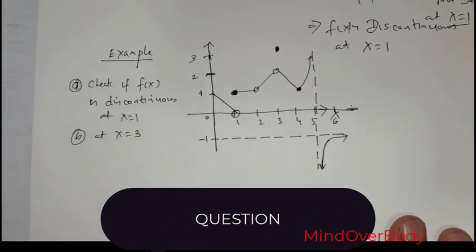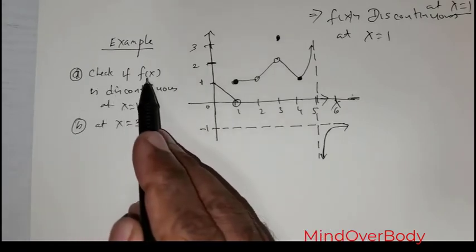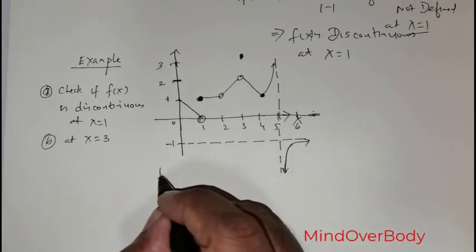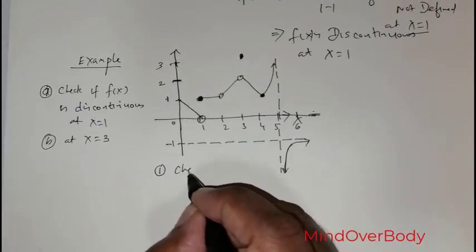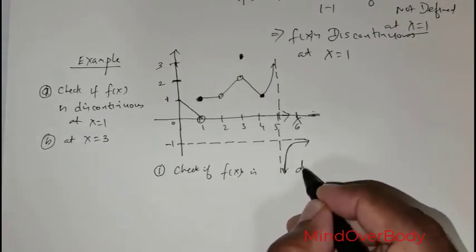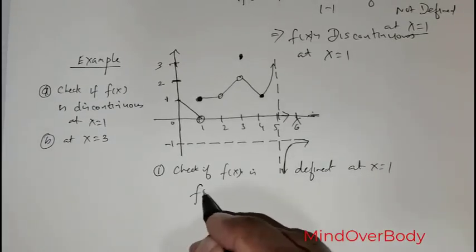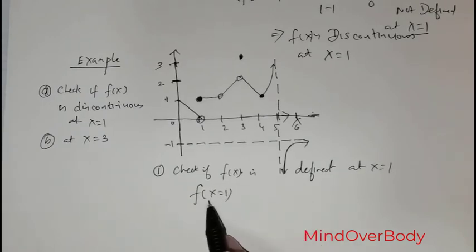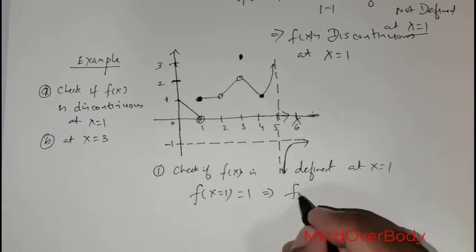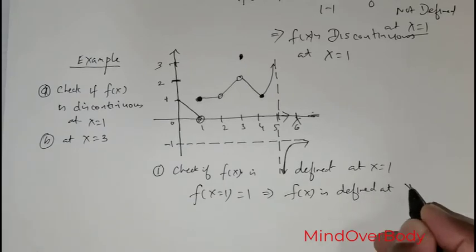Okay, so we have a question. This is the graph for this function. The first thing is we are asked to find if f of x is discontinuous at x is equal to 1. So the first line of check is to check if f of x is defined at x is equal to 1. So find out the value that the function takes at x is equal to 1. In this case the function takes the value 1. So this means f of x is defined at x is equal to 1.